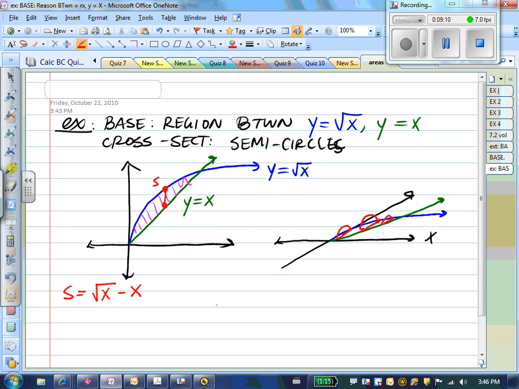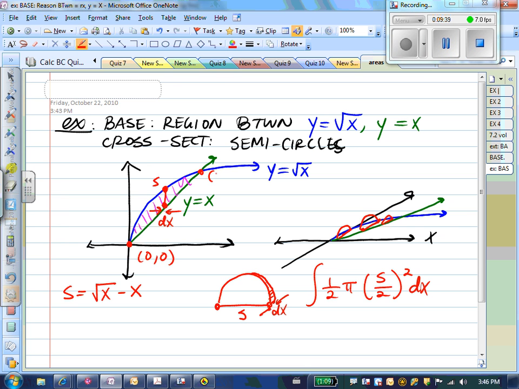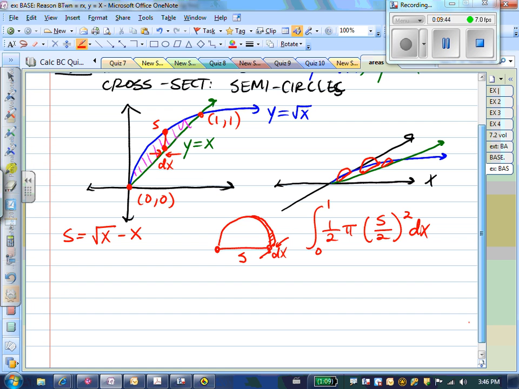Let's take a closer look at our semicircle. Here's our semicircle. The area of that is going to be 1/2 pi, and s is here, so it's going to be s over 2 for the radius, squared. I'm going to give the semicircle a little bit of thickness. dx, very thin. dx is there. dx shows up here again. And then I'm going to add up all the semicircles, integrate, and I can find the intersections algebraically: (0, 0) to (1, 1). And I need the x values, even though they're the same as the y's. So I'm going to integrate from 0 to 1.